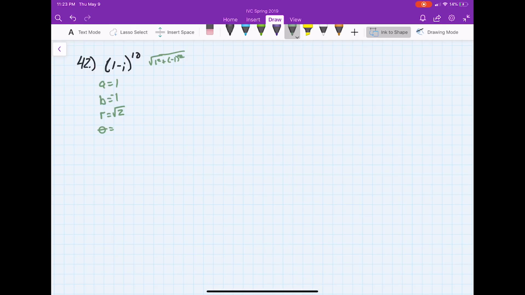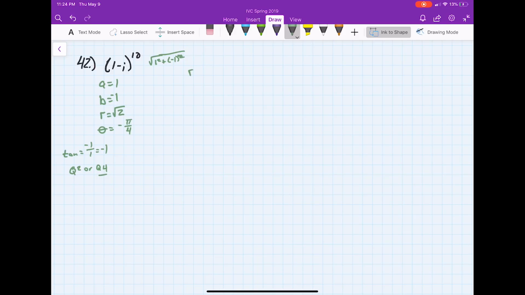Then we need to find our theta, and our theta comes from tangent b over a, and our b is negative 1, and our a is 1, so this is negative 1. Now if we think about where tangent is negative 1, it's either in quadrant 2 or quadrant 4. And we're going to be talking about one cycle of tangent, so let's look at quadrant 4. That's where it would be negative. So it will be tangent of negative pi over 4.